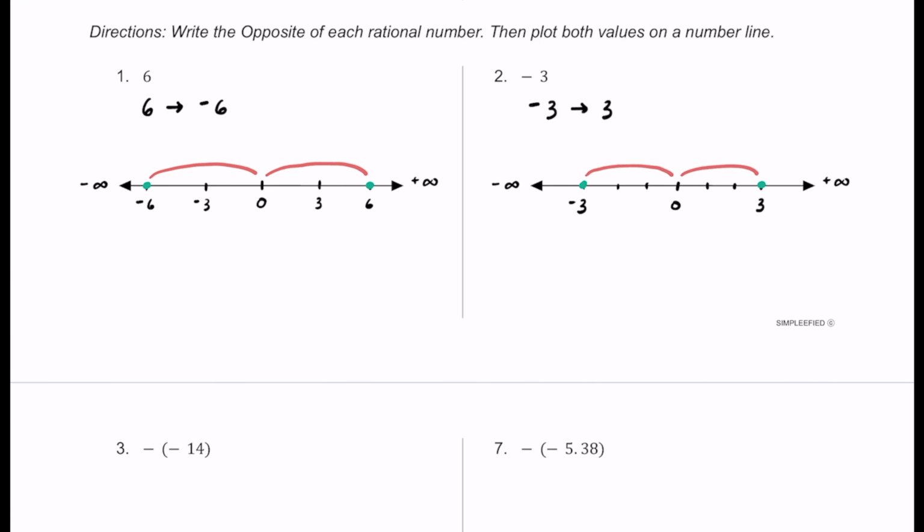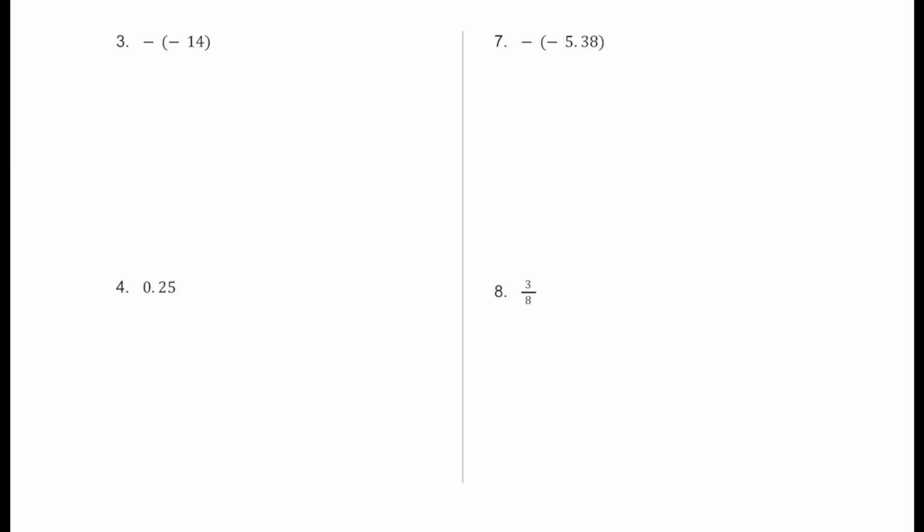All right, moving on to number 3. Okay, so we have the opposite of 14. So really this is just equal to 14, right? That's what the value of this one is. And if we go ahead and write the opposite of 14, that would be negative 14. Okay, so keep in mind that this negative 14, or the opposite of 14, is just equal to 14, and we should solve that first.